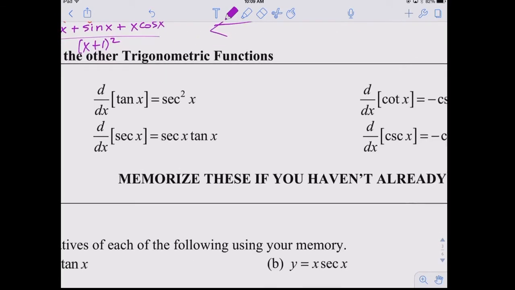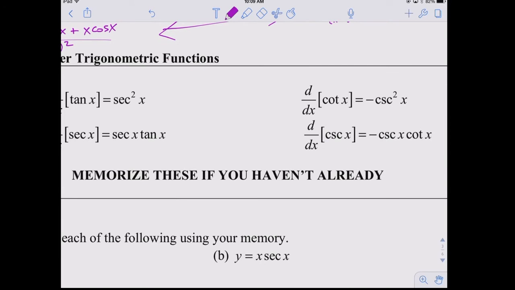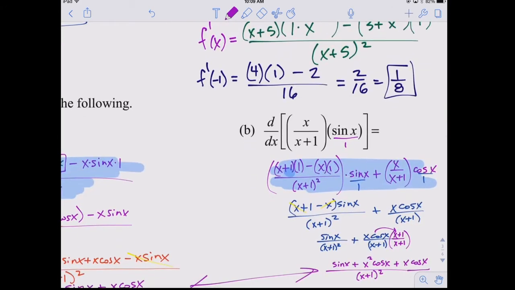Okay. It says, memorize these if you haven't already. Who hasn't already memorized them? Don't raise your hand. Let's try it. Let's get rid of this. What would the derivative of tangent be? Secant squared of x. Good. And what would the derivative of cotangent be? Yes. So we usually say negative cosecant squared of x. Yeah, but you're right. Negative cosecant squared of x. Good, good, good. And what would the derivative of secant be?